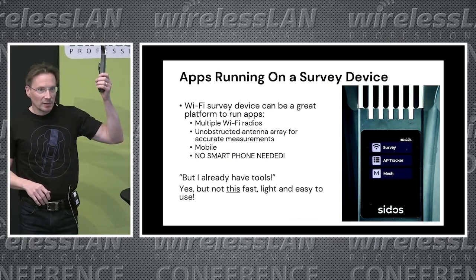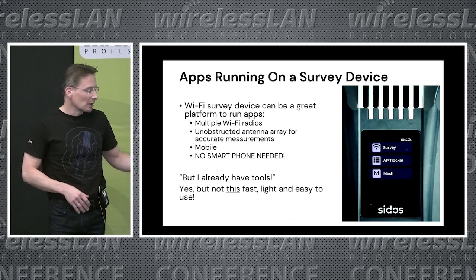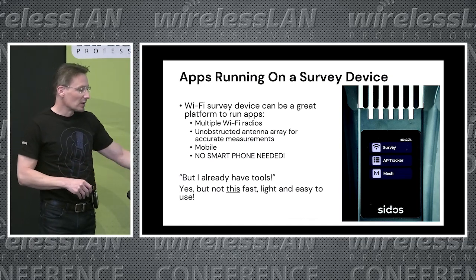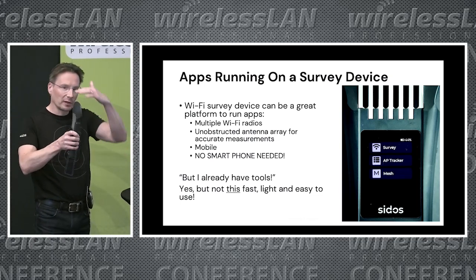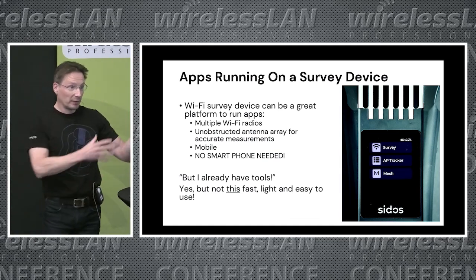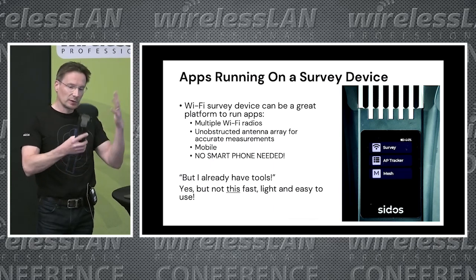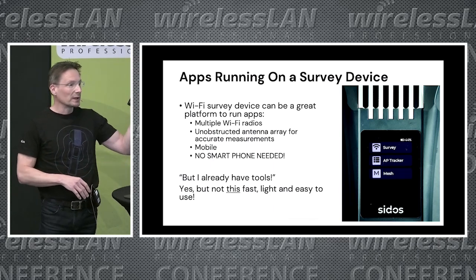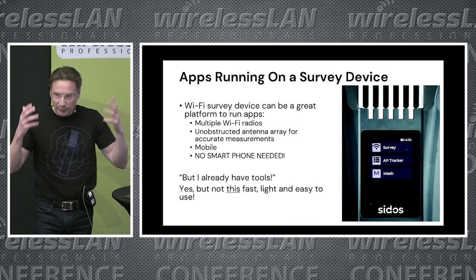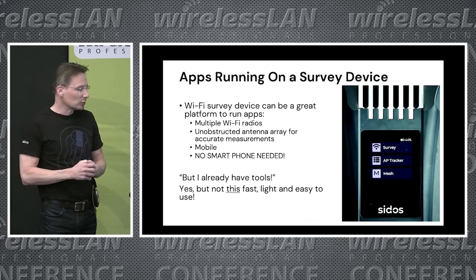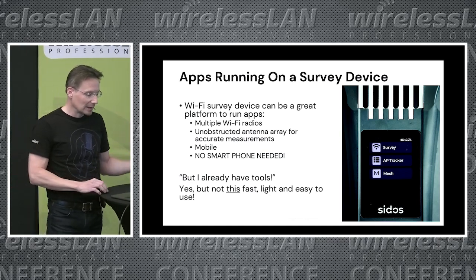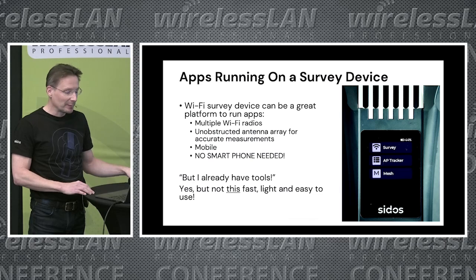This is a Sidos survey device, and a Wi-Fi survey device can be a very good platform to run apps, because you have multiple Wi-Fi radios and an unobstructed antenna array for really accurate measurements. They're very mobile, and with certain decisions, you can do things without a smartphone, PC or cables. I'm sure some of you are thinking you have your tools already, and I know you do, but you don't have tools this fast, light and easy to use, and I'll show you a couple of demos here.